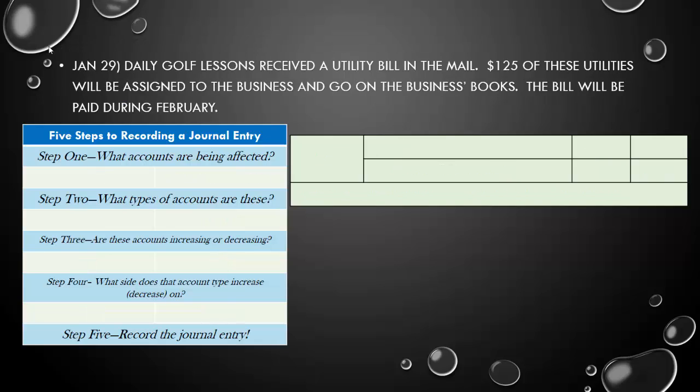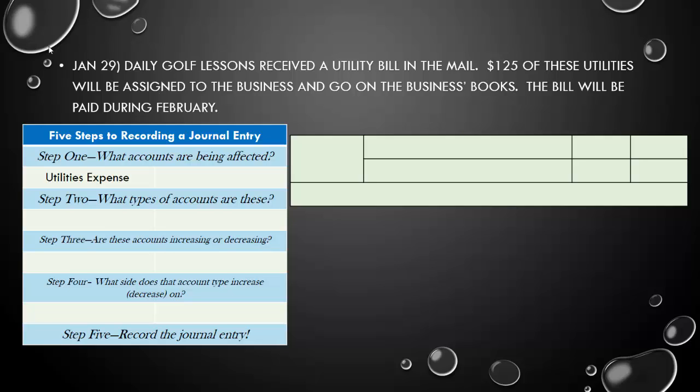On January 29th, Daily Golf Lessons is going to receive a utility bill in the mail. $125 of these utilities are assigned to the business. That's the amount we're going to put on the business's books. But we're not going to actually pay off this bill until February. Well, this bill is for the utilities that we used in January, and since it happened in January, we want the fact that we used utilities on the books in the same month. So one of the accounts that's going to be affected is our utilities expense, but we're not actually paying the bill at the time, so cash isn't being affected.